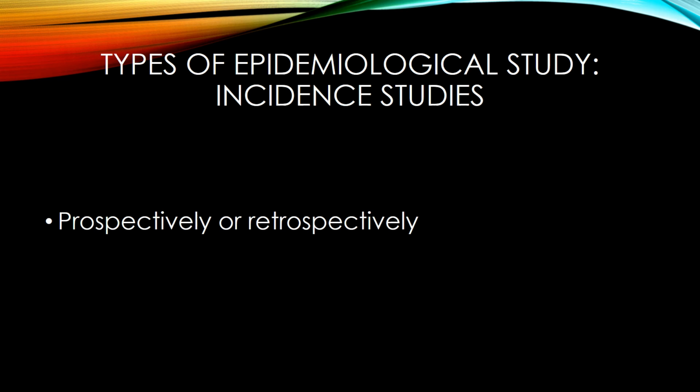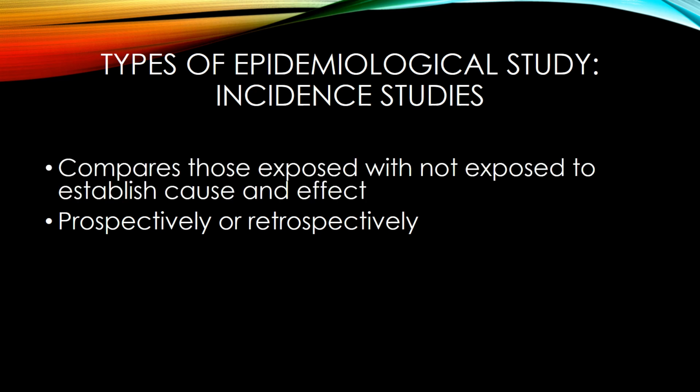Okay, so what are the types of epidemiological studies? We have incident studies, which look at cases either prospectively or retrospectively. This type of study compares those exposed with not exposed to establish cause and effect. So they're trying to see what new cases can come up in two different groups, one group that has been exposed and another group that has not been exposed.